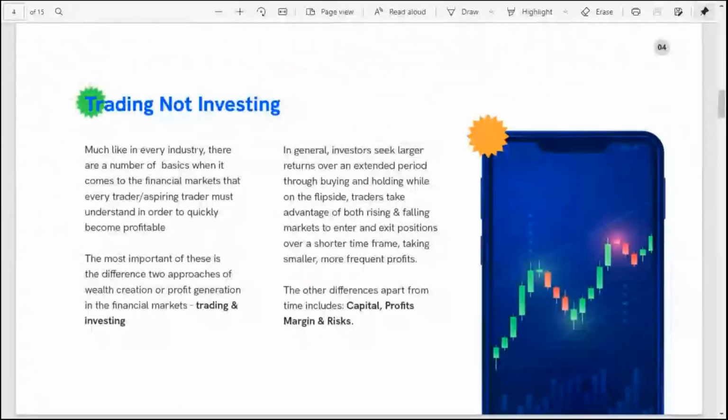Traders take advantage of both the up and down. We will make money if it's going up. We make money if it's going down. We enter and exit positions strategically over a shorter time frame, taking small profits or even large profits and more frequent profits. As a trader, you want to capitalize on the ups and downs.